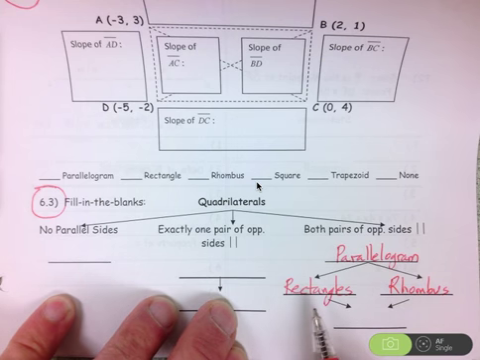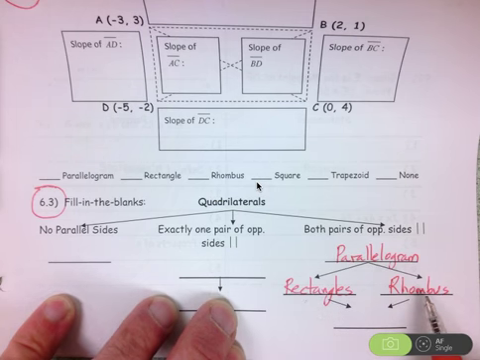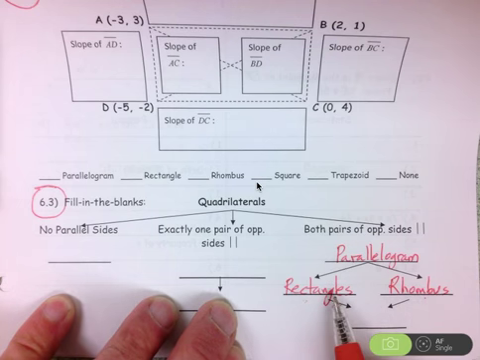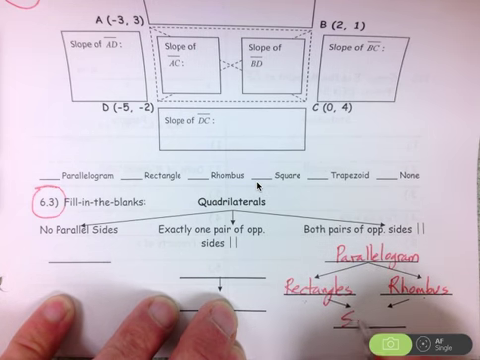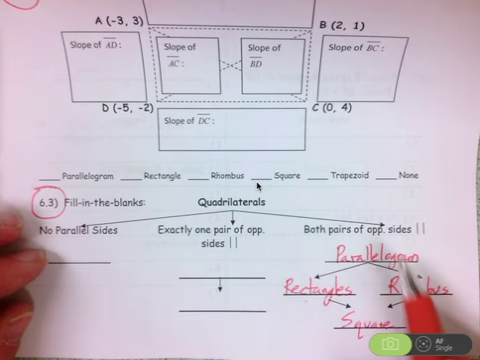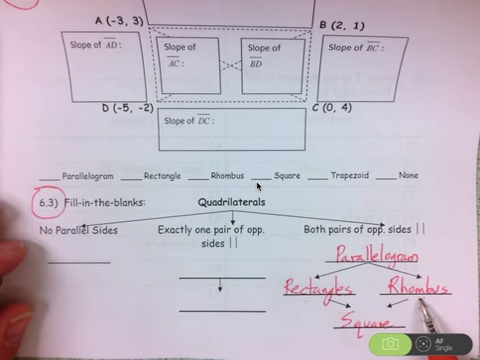Now, they have their own unique properties. Rectangles have diagonals that are congruent, and you get four isosceles triangles. In rhombi, you have diagonals that are perpendicular, and you have four congruent triangles within the figure. And then rectangles and rhombi together, four right angles, four congruent sides. Of course, you know that gives you a square. And a square inherits all of the properties of parallelograms and rectangles and rhombi.